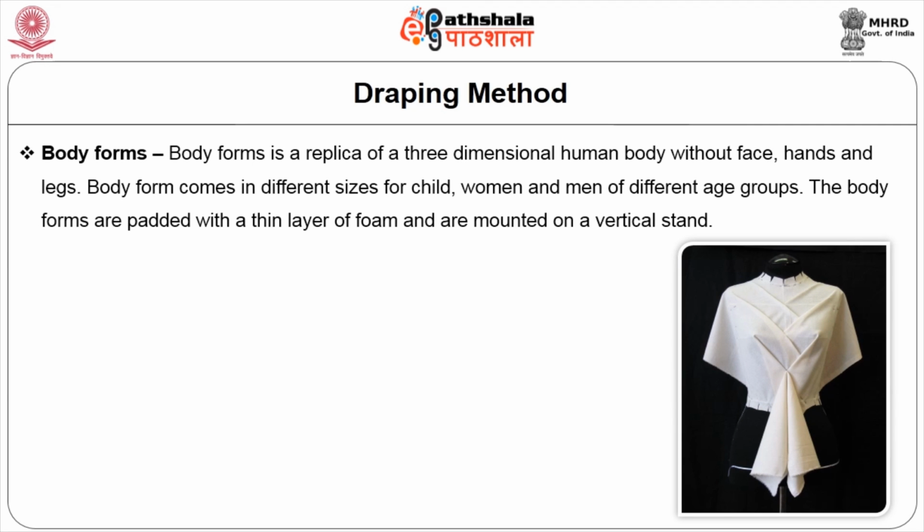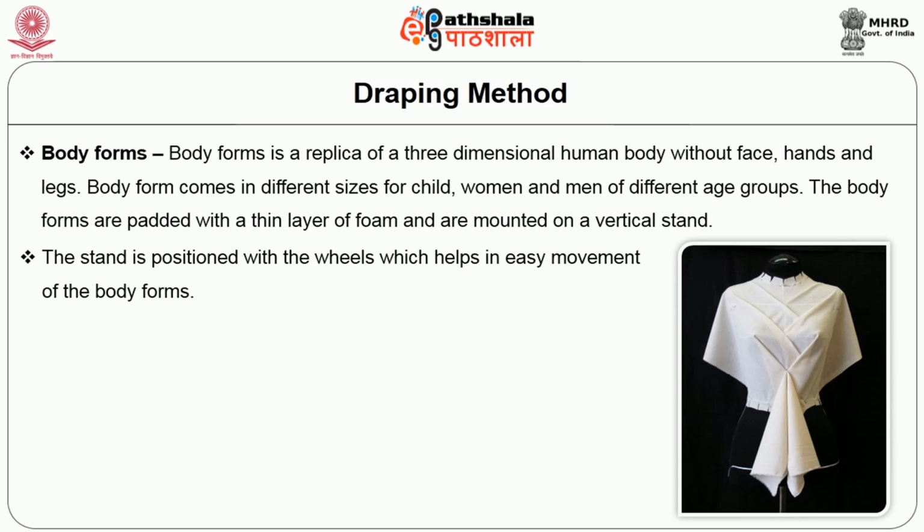We will now learn about the body form and its types. Body form is a replica of a three-dimensional human body without face, hands and legs. Body form comes in different sizes for child, women and men of different age groups. But this is usually in the standard measurements. The body forms are padded with a thin layer of foam and are mounted on a vertical stand. The stand is positioned with wheels which helps in easy movement of the body forms.